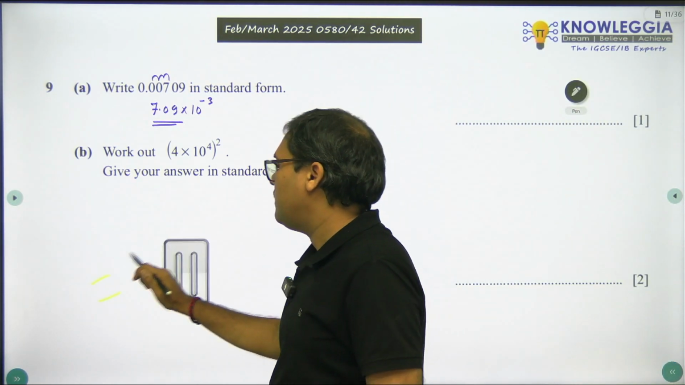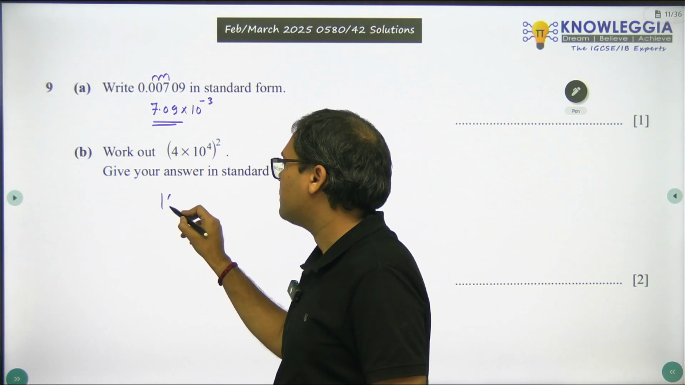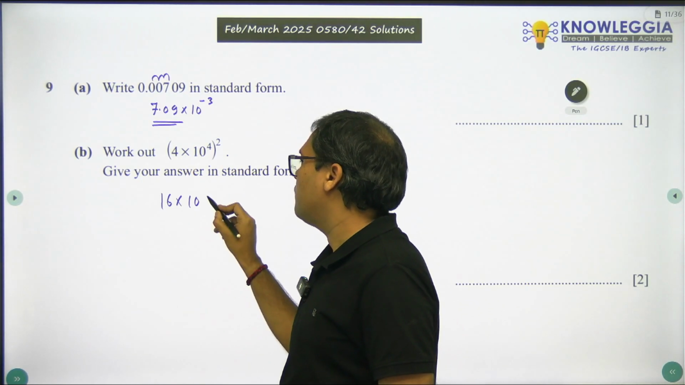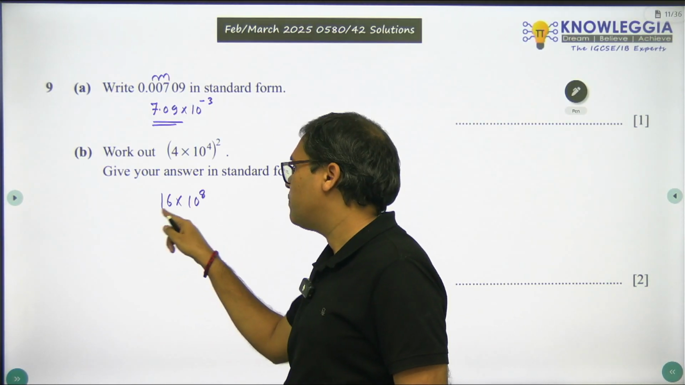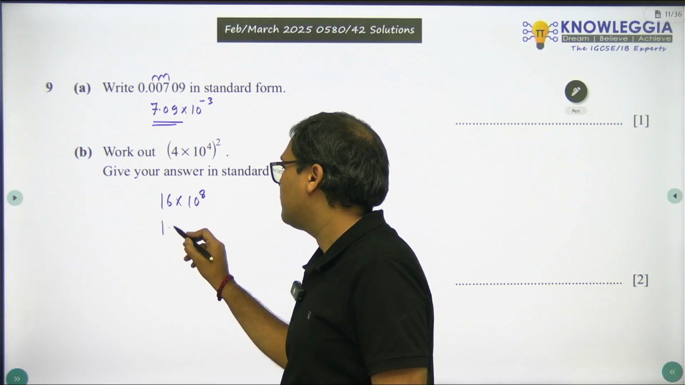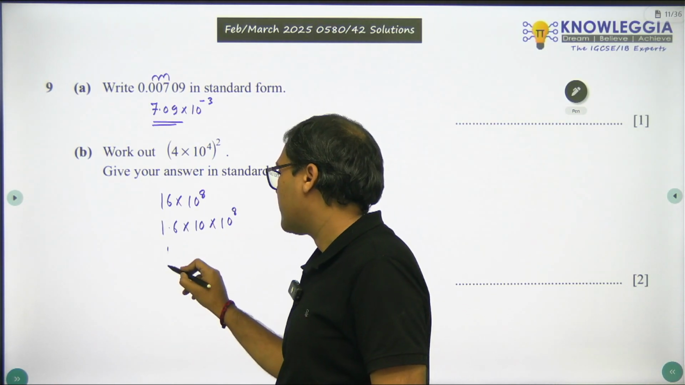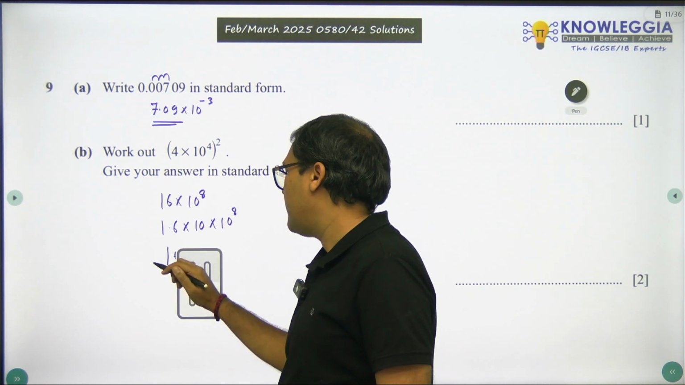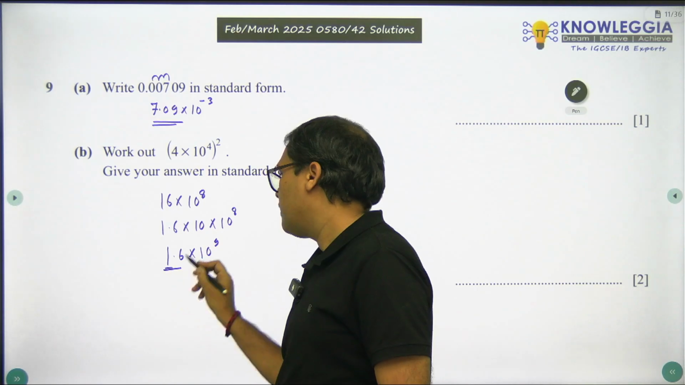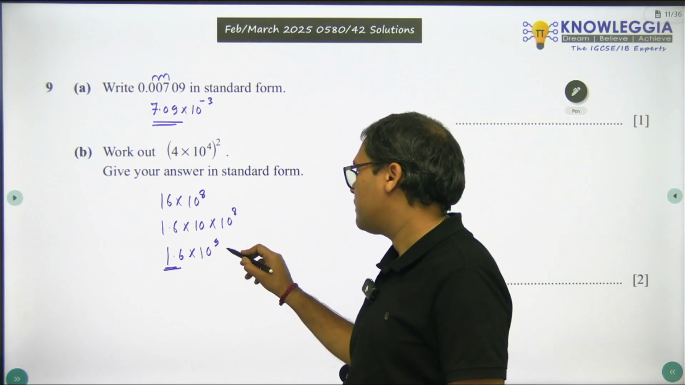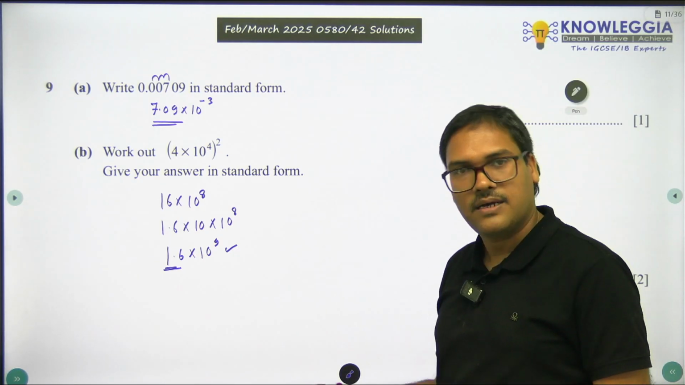Second, work out this value and write the answer in standard form. You can clearly see this is 4 squared, which is 16, and 10 to the power 4 raised to 2, which is 10 to the power 8. Now this is not in standard form, because it has to be 1.6 into 10 to the power 9. When writing standard form, the number has to be between 1 and 10. That is the answer for the next question.